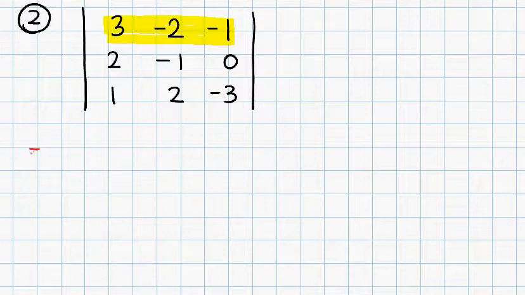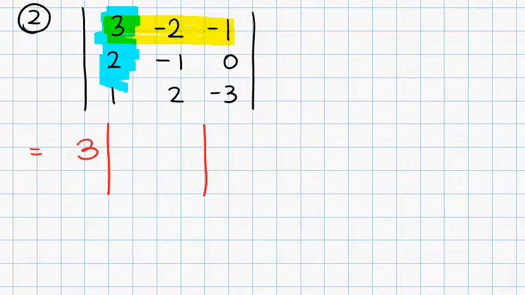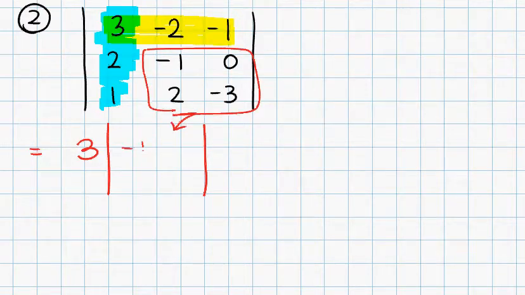So when we set this up, we're going to start with the first number of the first row, which is 3. And the only matrix we know how to take the determinant of is a 2x2. So if you take that 3 and you ignore its row and its column, what's left is what goes into this little 2x2 box.